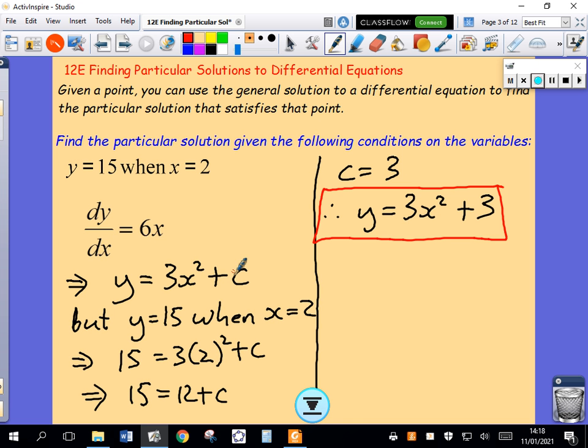In this particular case, y has to be 15 when x is 2, so y has to equal 3x squared plus 3. Okay? So it satisfies the 3x squared plus c, and it also satisfies the fact that y will be 15 when x is 2. So we can use those general solutions to find particular solutions.